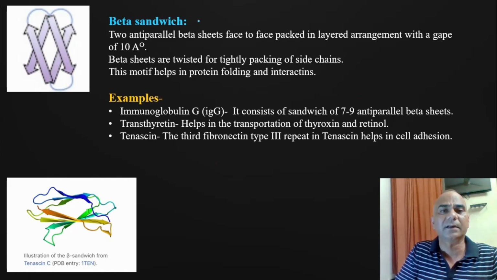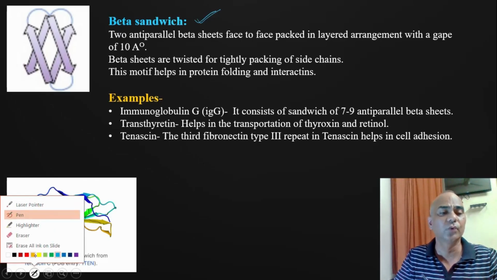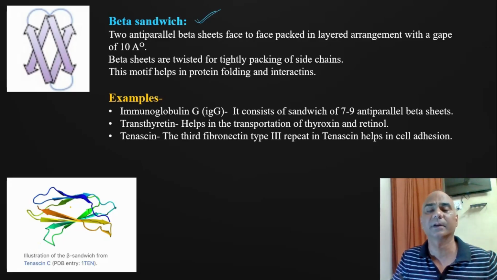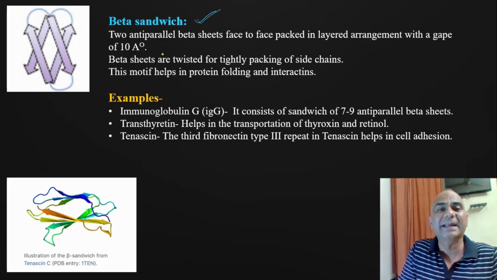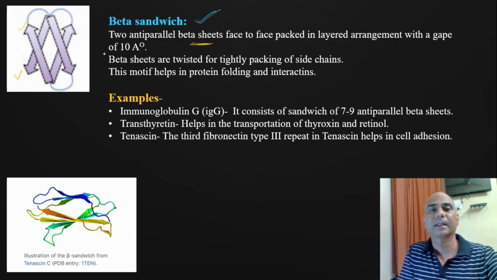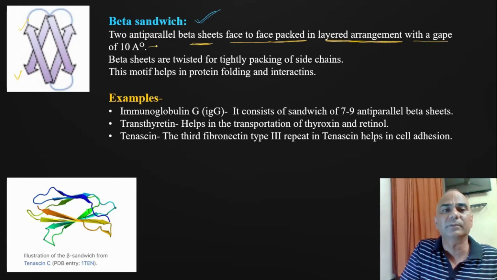This is another super secondary structure that is called the beta sandwich. Sandwich, what is the meaning of the sandwich? When two plane structures are lined or arranged to each other, the two antiparallel beta sheets, you can see in this figure there are two antiparallel beta sheets twisted to each other. The two beta sheets face to face packed in a layered arrangement for making the sandwich. The layered arrangement with a gap of 10 angstrom.